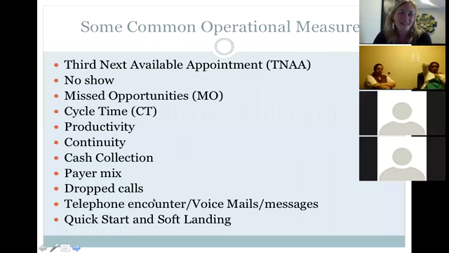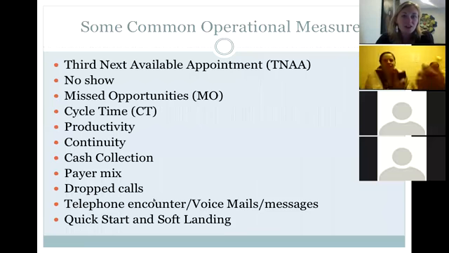Okay. So here's some things that I want you to take a look at that you might want to include on your dashboard. These are operational measures. There's no clinical measures here, but take a look at these operational measures. Drop calls. You get a shot of it? Yes. Okay.